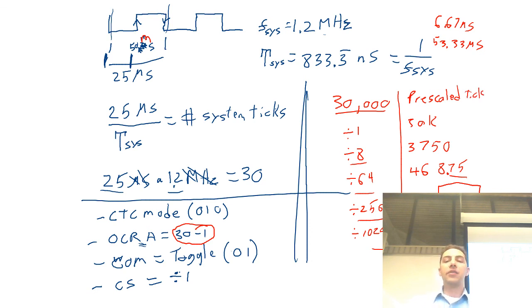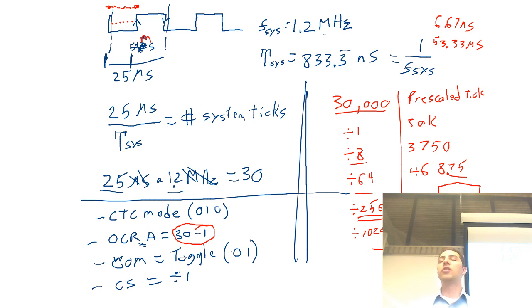The other way of looking at this is instead of finding out how many ticks you need, figure out what your pre-scaled period would be. Remember, what we're effectively saying is between this point and this point, 30,000 system clock periods are going to happen. So if I did a system clock divided by 256, that means 256 pre-scaled clocks are going to happen. So you can look at it either way. But the OCRA still remains 30 minus 1.